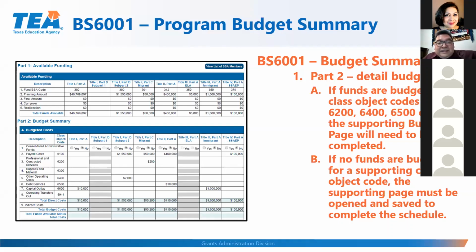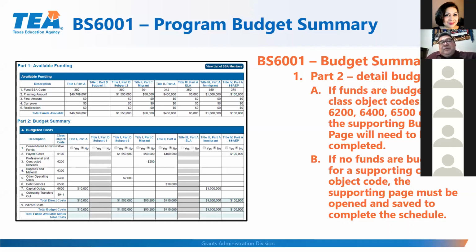And as you look at the table, as you look at everything on here, when we talk about if you complete budgets for 6100, you'll have to complete a supporting budget schedule, 62, 64, 65, 66. 6300 is not included. There is no supporting budget schedule because 6300 does not require specific approval.